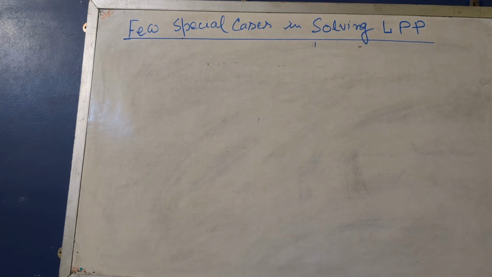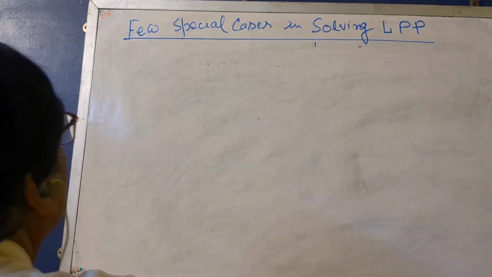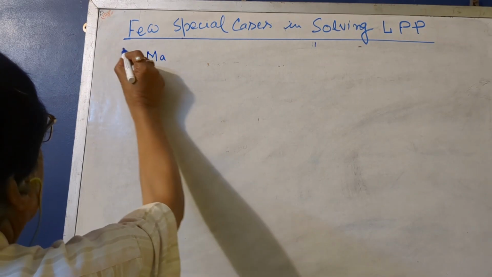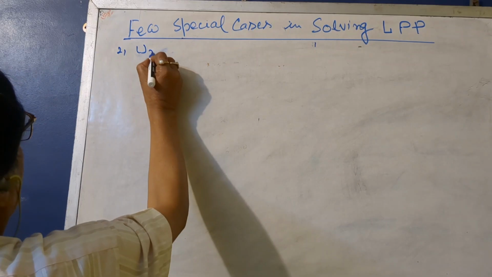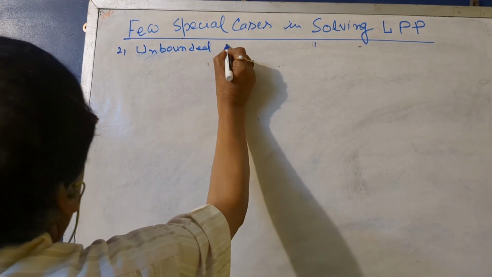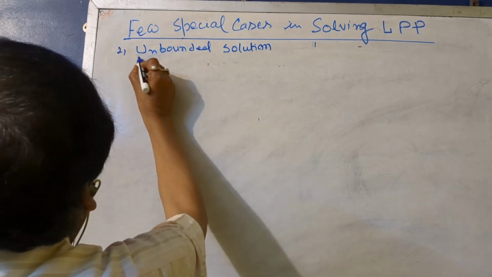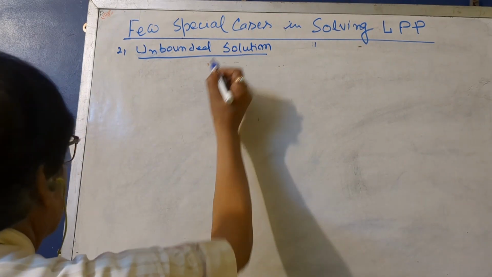नेक्स्ट अनबाउंडेड सॉल्यूशन. The problem, this is the problem. Maximize, unbounded solution. Okay, maximize, but just लिख ही देते हैं. Second case, unbounded solution. ये किस तरह से होता है ये अनबाउंडेड सॉल्यूशन? पहले प्रॉब्लम को लिखते हैं.